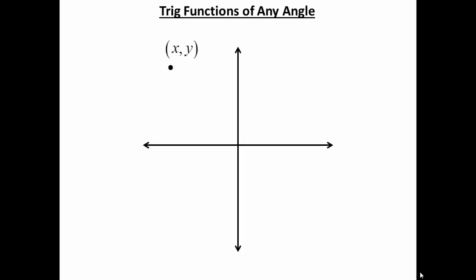So imagine I give you a coordinate, and that coordinate could be in any quadrant. A coordinate is always made up of two values, an x value and a y value. Now that coordinate lies on the terminal side of an angle. So in this case, the angle theta would be starting at the positive x-axis and going counterclockwise to the terminal side, which in this case happens to be in the second quadrant.